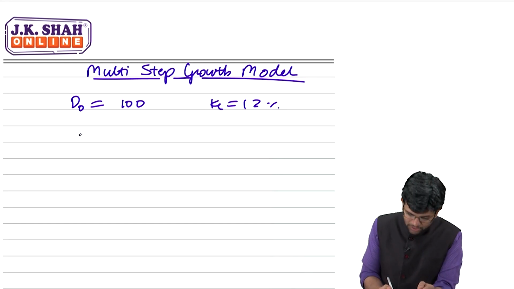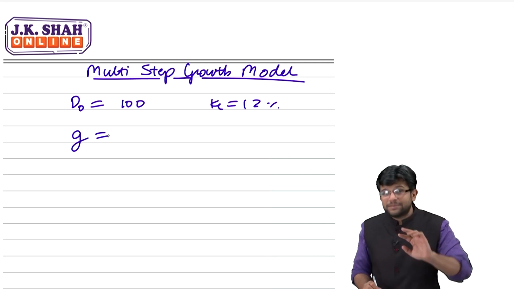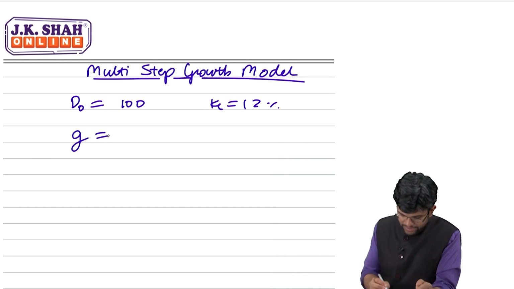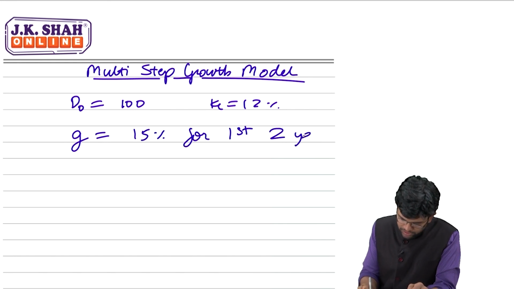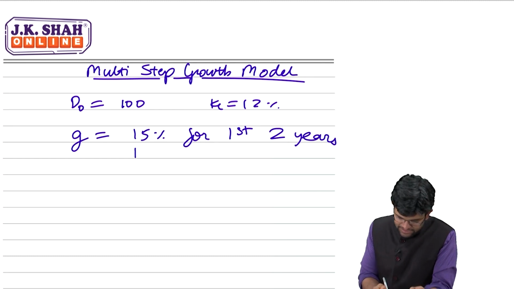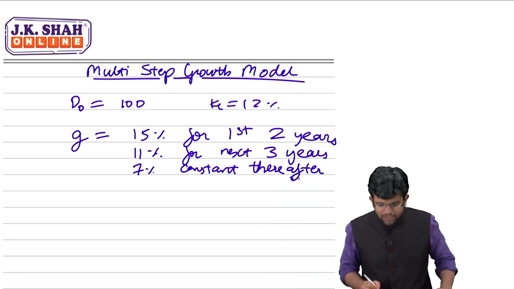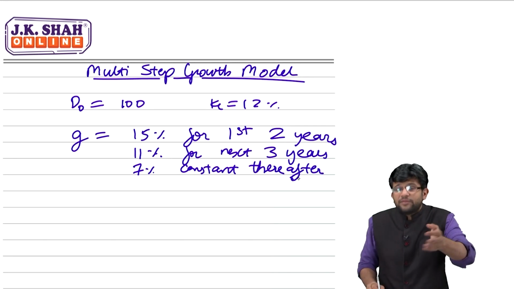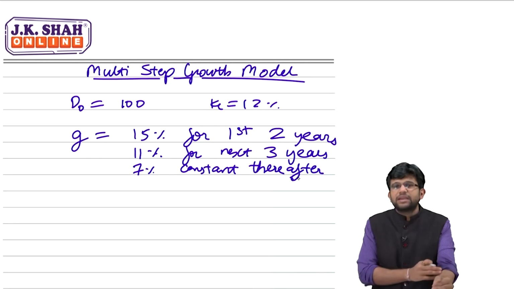And now they say that growth rate, now generally students, growth rate they give you one rate which is constant, correct? But now it's multi-step growth. Let's see how it happens. Growth rate they say is 15% for the first 2 years. Then they say it is 11% for the next, let's say, 3 years, and then they say 7% constant thereafter. So now can you see that they are not giving you a growth rate which is constant from year 1 only for eternity, they are giving you a multi-step growth model. Everybody following?